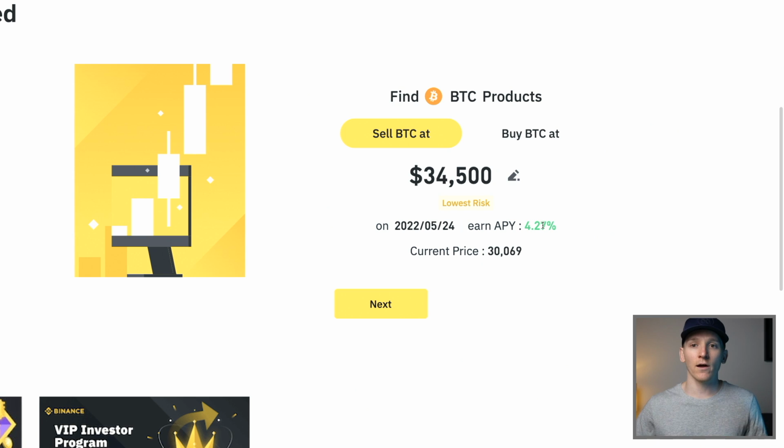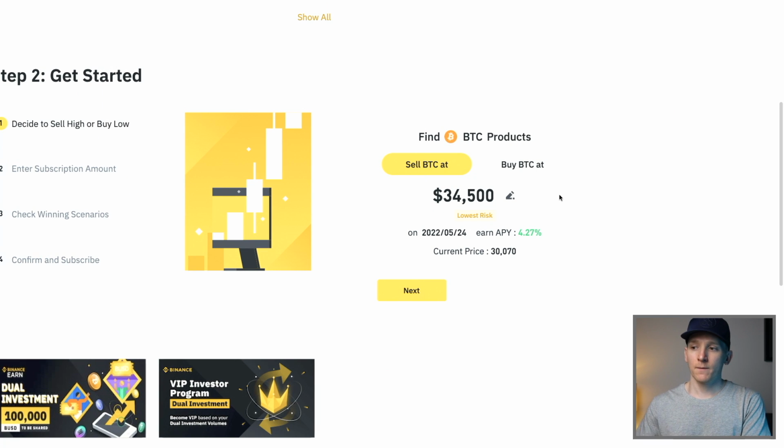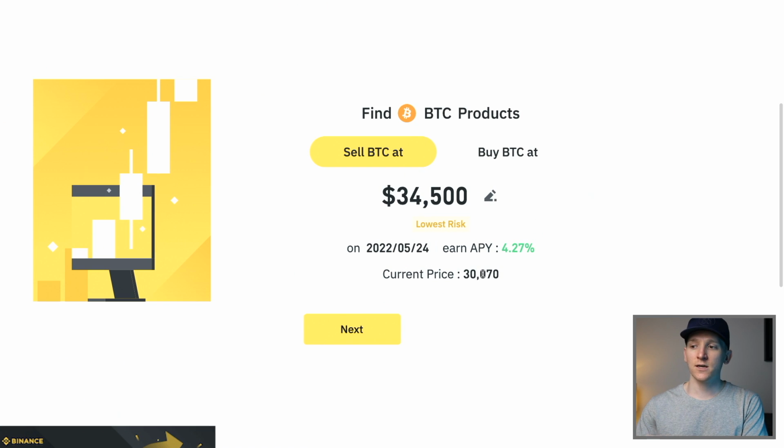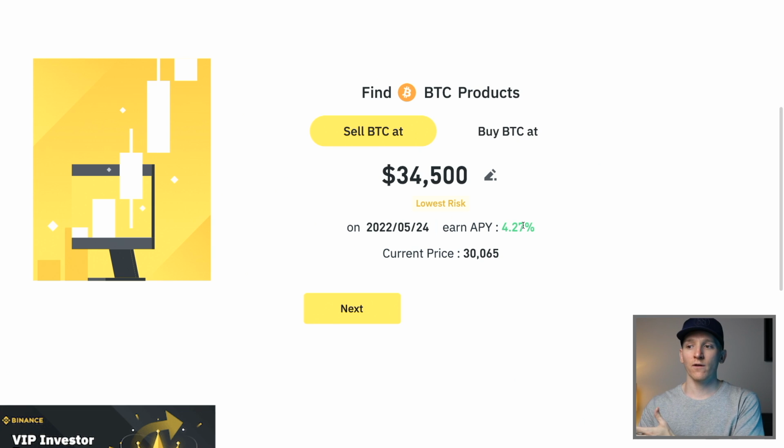Now that's an annualized figure. You don't earn 4% from this. The amount you earn is probably 0.5%, 0.3%, something like that. But obviously they take it as an APY. So if you think that the current price, 30,000, will not go up to 34.5 by this settlement date, then you can enter into this contract and earn 4.27%.